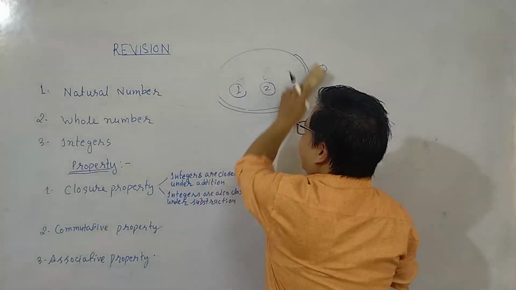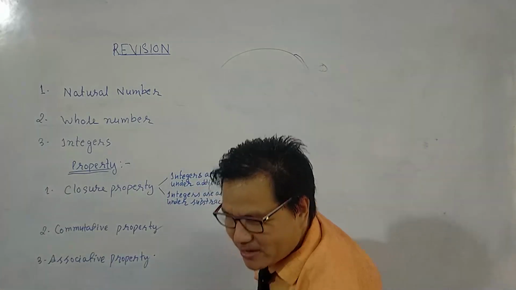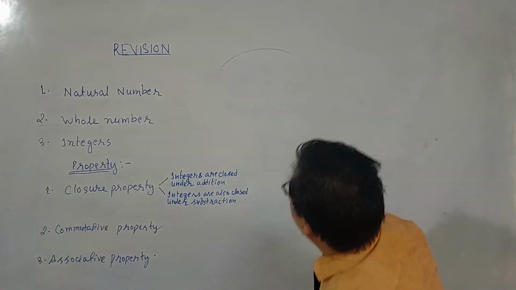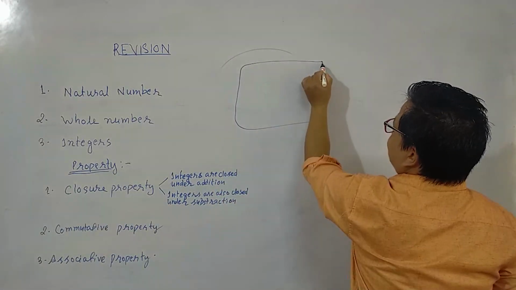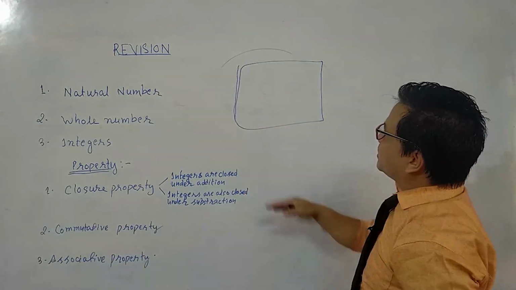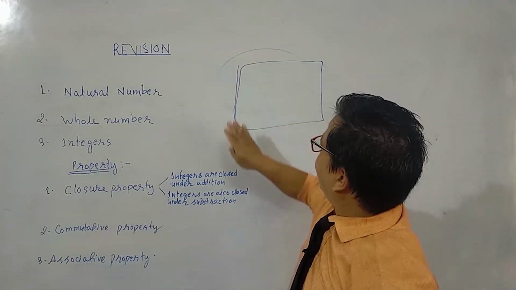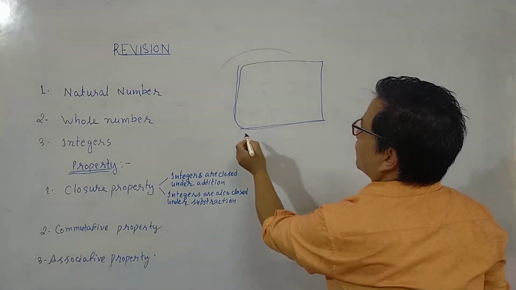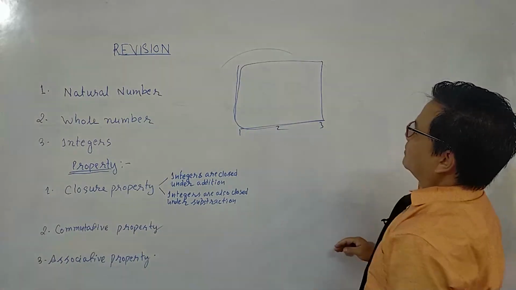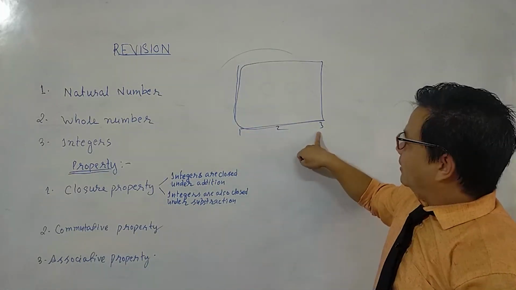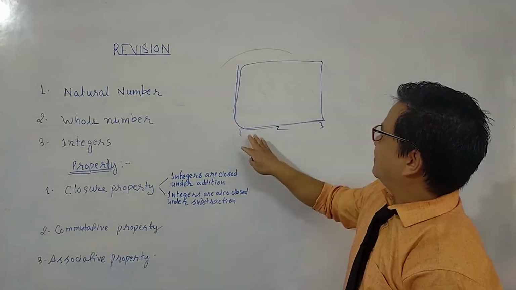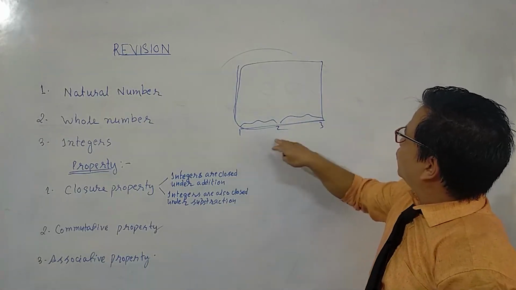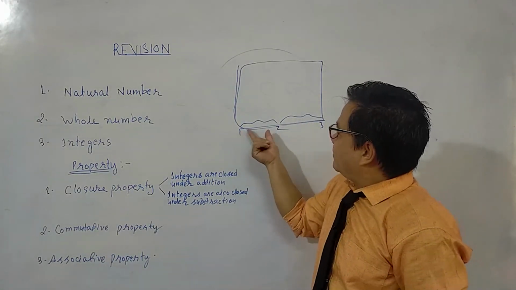Then comes the whole number. What is a whole number? Suppose this is the wall of my fence, and I have to measure the length of the fencing. Suppose I say 1 meter, 2 meters, 3 meters. Here this one is 1 meter, and here 2 meters. When we write 1, 2, 3, but only how much do we get? Only 2 meters.